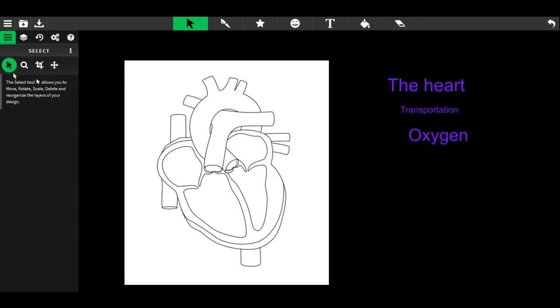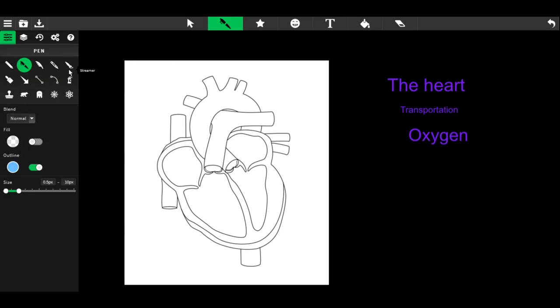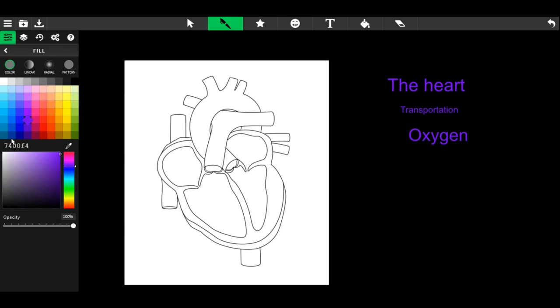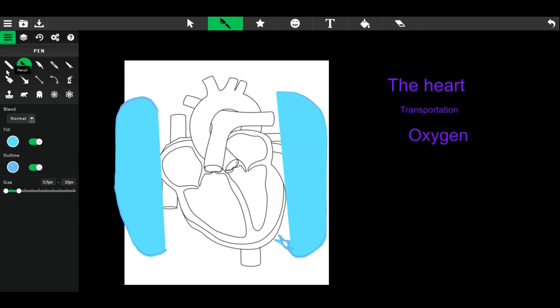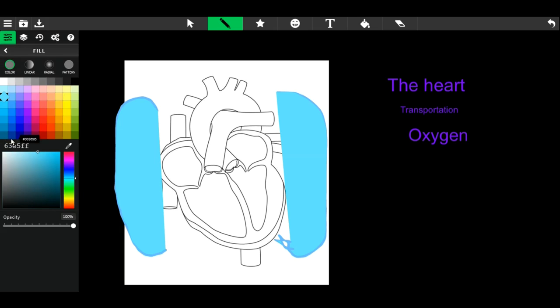So today we're going to follow the path that blood takes. So first, we have our lungs. Let me try to draw them. We have this lung over here, and then we have that lung over here. So first we start with the blood.